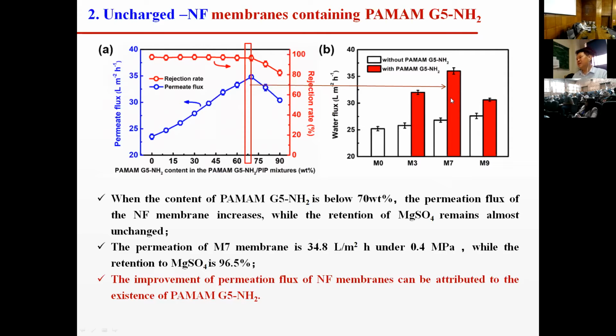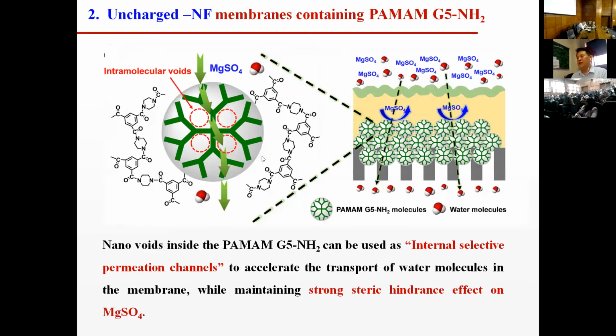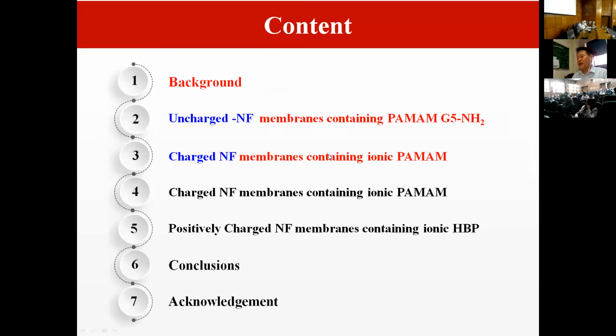So this means the flux can be improved very effectively. Why does the NF membrane have a higher flux? This is the mechanism. In this dendrimer, many pores contribute as water permeation channels inside the molecule. No matter what salt solution is used, the flux is improved for all the solutions. So this work suggests the dendrimer should be a proper nanoparticle for the membranes to realize a higher flux.